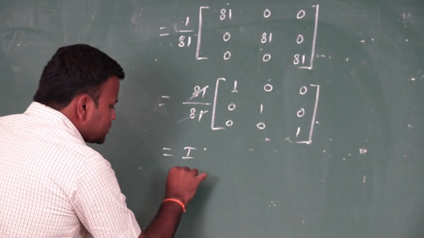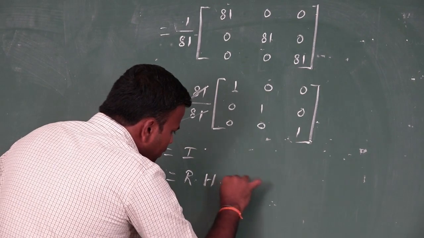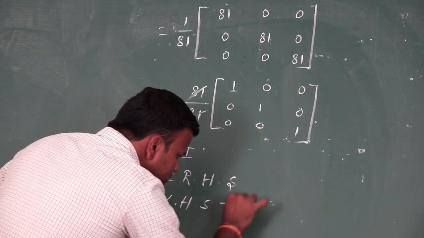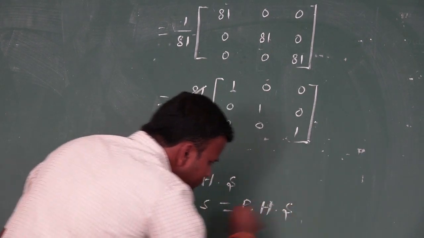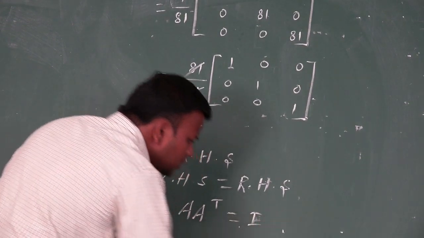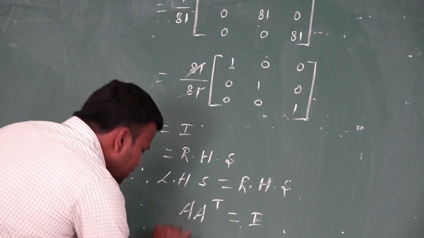So we have taken the LHS, and now we come to the RHS. Therefore, LHS is equal to RHS. A into A transpose gives I. Yes, our given statement is proved.